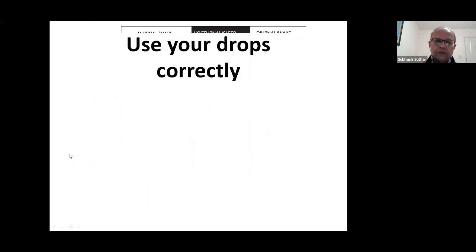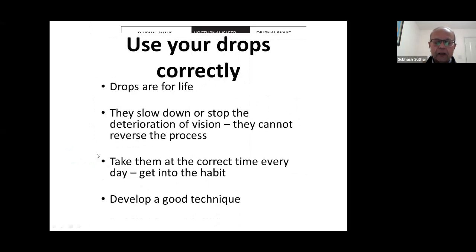Now, let's come to using your drops correctly. Remember this, drops are for life, especially for glaucoma. They slow down or stop the deterioration of the vision. They cannot reverse the process, but we are here to arrest the further loss of vision. Take them at the correct time every day, get into the habit, and develop a good technique.